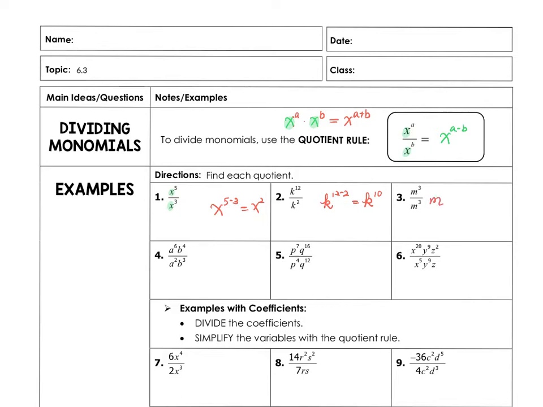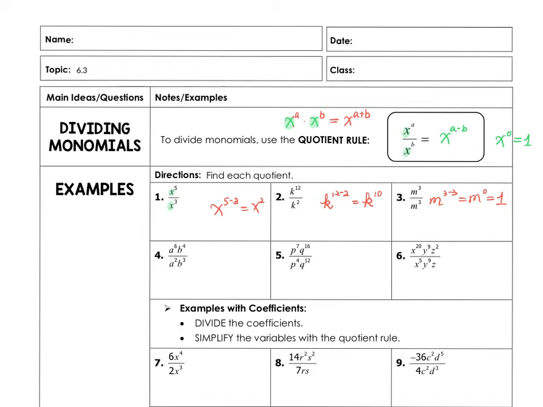Same base again. 3 minus 3, I would have 0. Anything raised to the power of 0 is 1. So if I do x raised to the 0, whatever x is, the final answer is always 1.